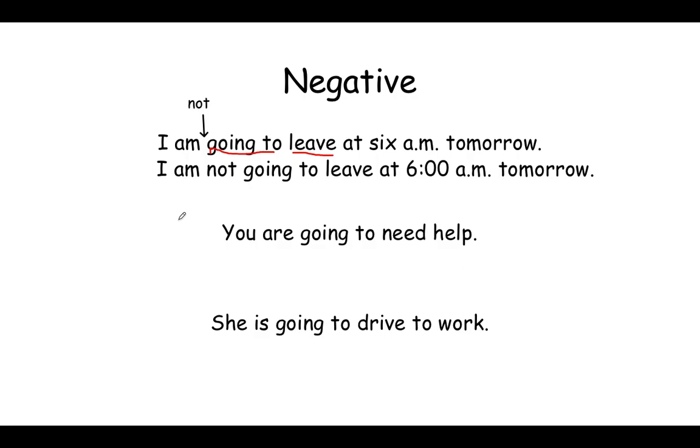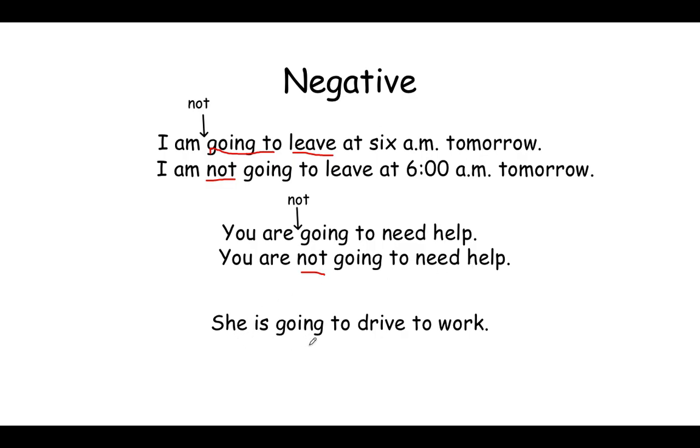So the negative sentence says, I am not going to leave at 6 a.m. tomorrow. We didn't change anything about this sentence except for adding not. The next sentence, you are going to need help. All we have to do is add not right here in between the form of be, which is are, and going to. That's all we got to do. You are not going to need help.